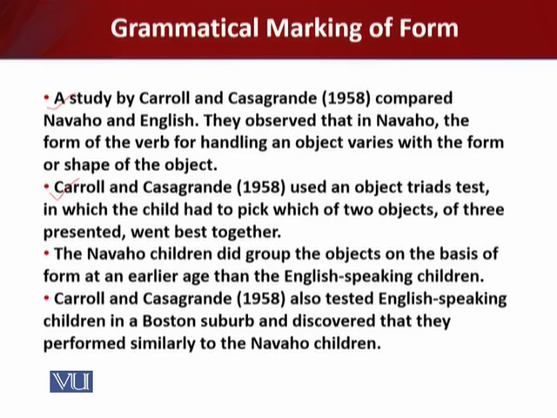Carroll and Casagrande suggested that based on this, they also tested English-speaking children in a Boston suburb and discovered that they performed similarly to the Navajo children. They speculated that certain aspects of the environment of white suburban children, such as playing with puzzles and toys, can cause an English-speaking child to attend to form at an early age.